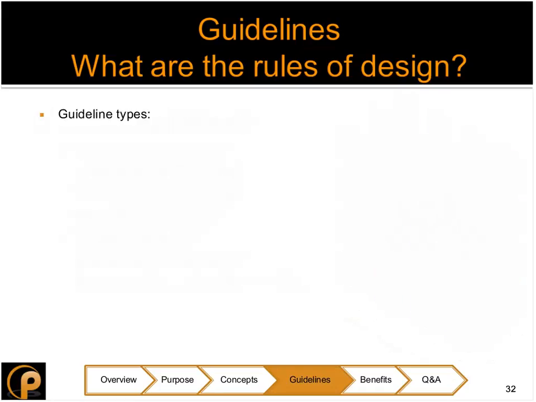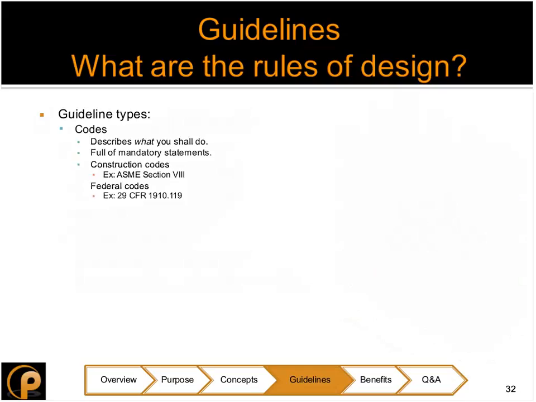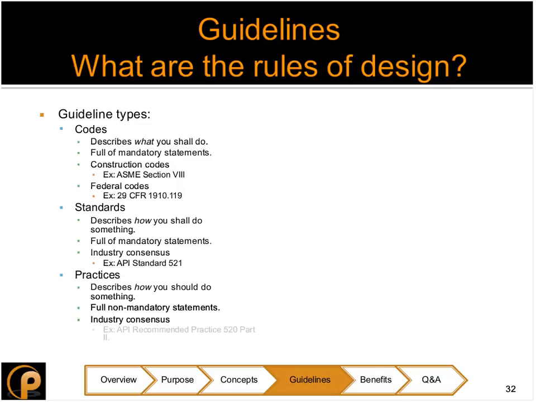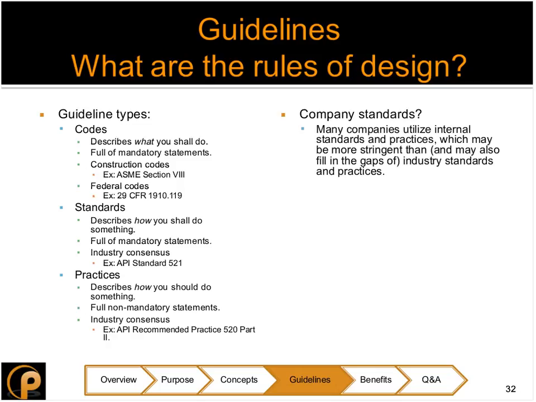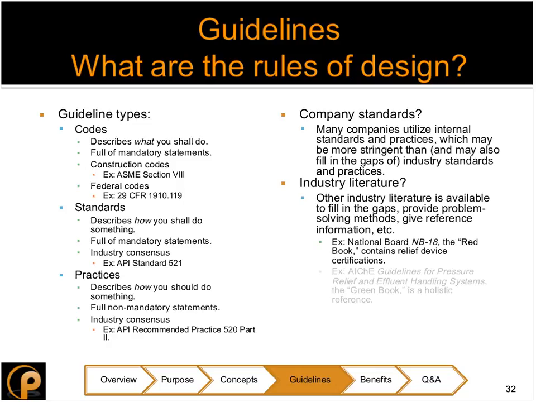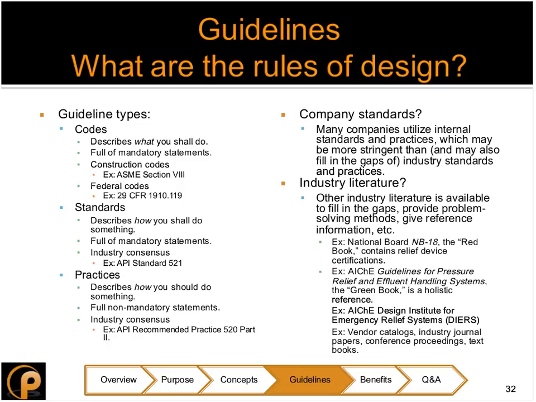So what are the different types of guidelines? We have codes, which describe what you shall do. We have standards, which describe how you shall do something. We have practices, which tell us how we should do something. And then we have other things floating around like company standards, industry literature.